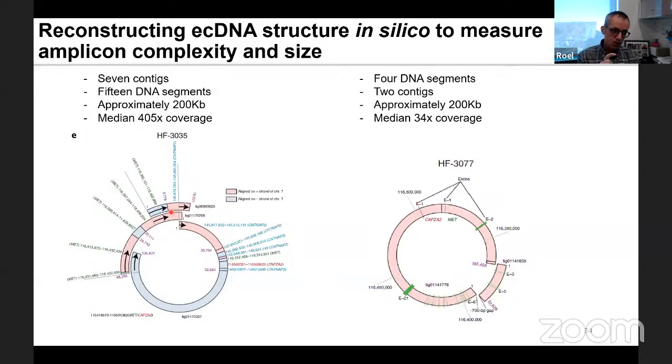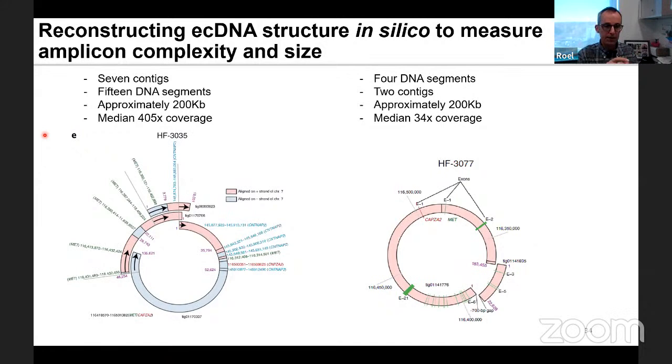So this is the same two long read sequencing reconstructed ecDNAs that I showed earlier, again with their relative proportions. I'm showing this to indicate that we can use sequencing data to reconstruct in silico the ecDNA structures, and that we can use this information to measure things like amplicon complexity, what's the number of DNA segments, what's the number of breakpoints, what's the level of copy number or the variation in copy number within an ecDNA and so forth. And of course, we can map ecDNA size.